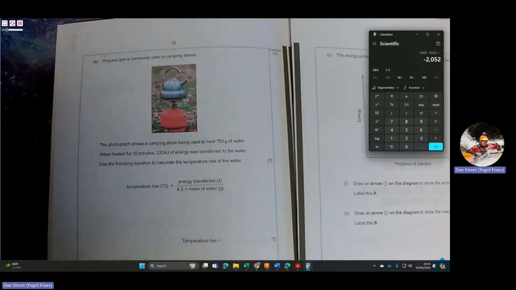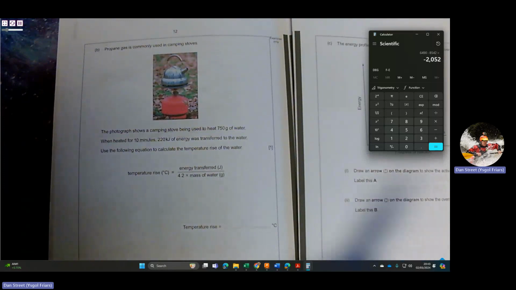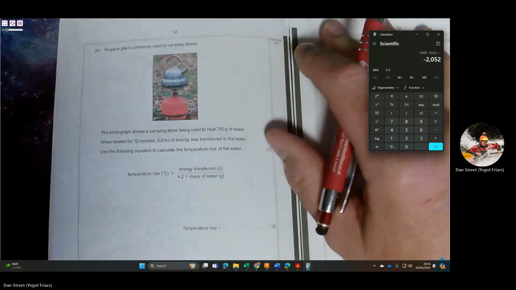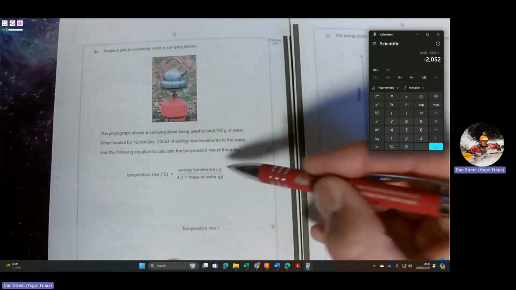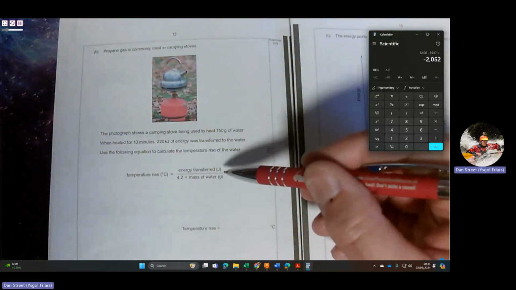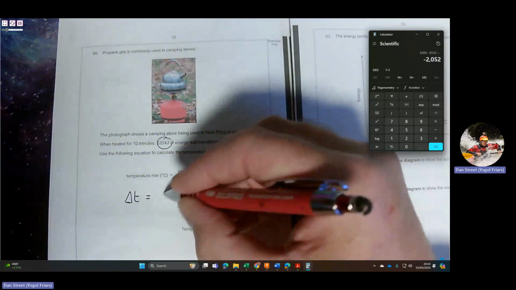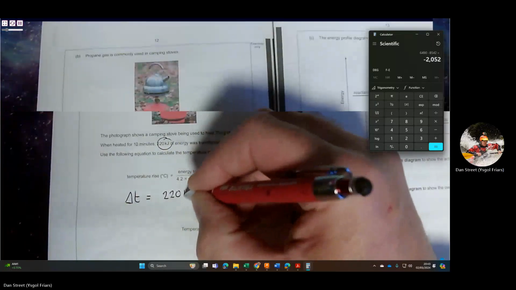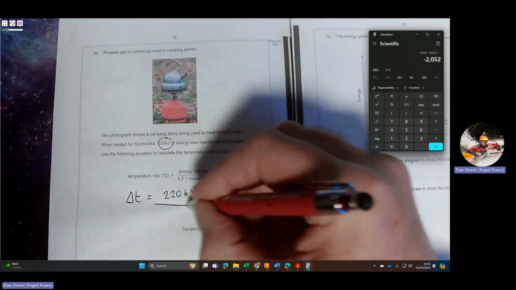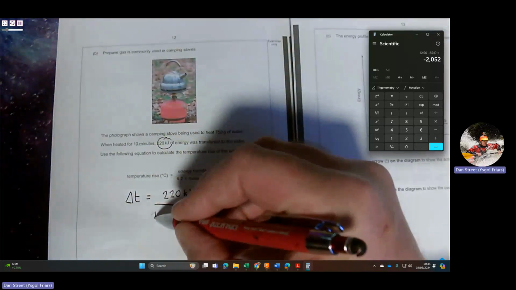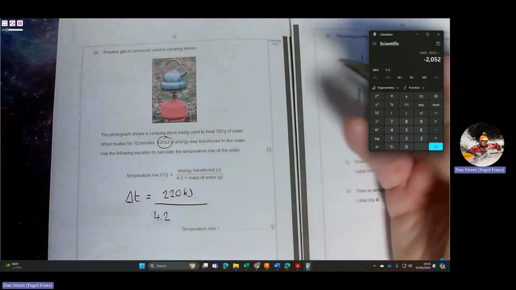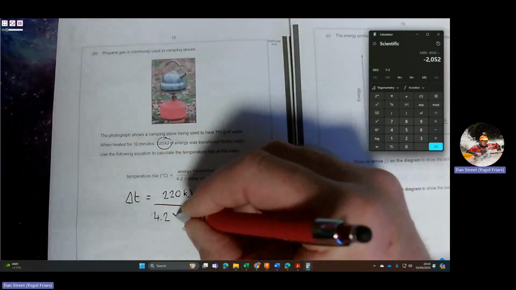Use the following equation to calculate the temperature rise of the water. Okay, so I need to use the values given in the question and plug them into this equation here. So the temperature rise, delta T, which is the way we represent temperature rise, is the energy transferred, so that value there, 220 kilojoules, divided by 4.2, and 4.2 is known as the specific heat capacity of water, but as far as we're concerned, it's a magic number.